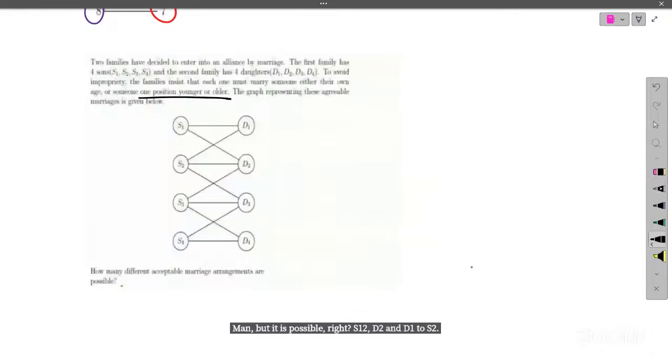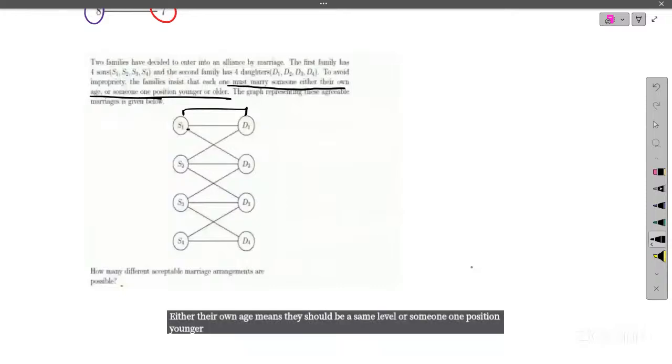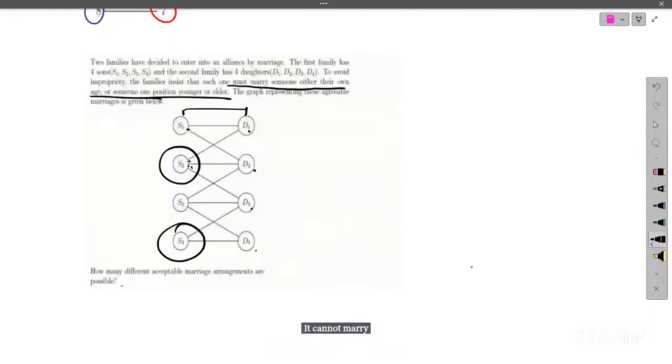No, actually, see, here this condition is given that each one must marry someone either their own age, meaning the same level, or someone one position younger or older. So suppose we are at S2, S2 can marry D2, or it can marry D1, or it can marry D3. It cannot marry D4. That's why when we are at S4, we can take D4 or D3 only.